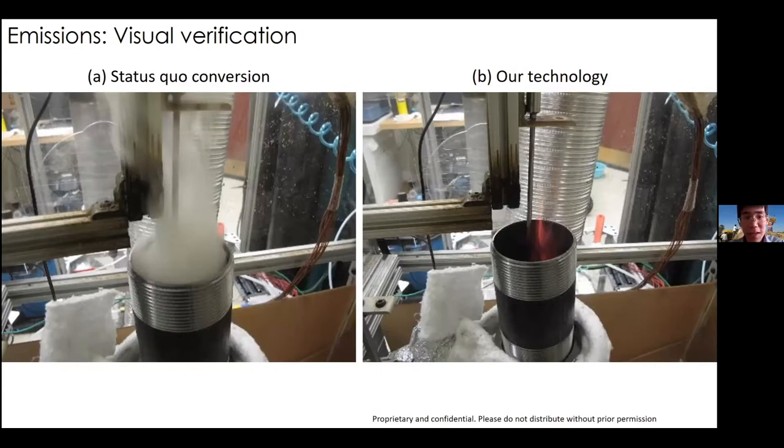To the left side is the status quo, the baseline conversion in an open air burning process. And on the right-hand side is what the lab scale technology of ours is able to achieve.